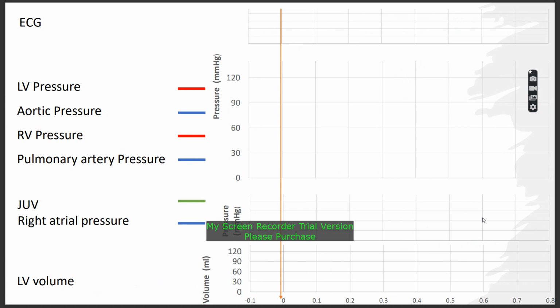So you can see that when the left ventricle volume goes up, we can track this, right?